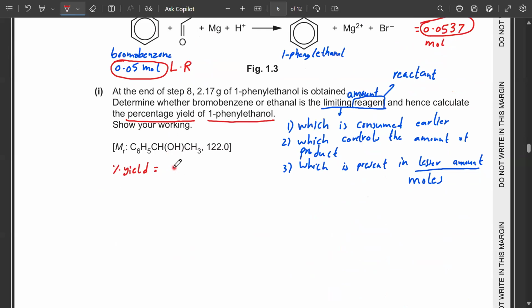Repeat, please. I think it was actual. It is actual over theoretical. Always remember that the value in the numerator will be less and the value in the denominator will be higher. Theoretical value is always higher because it does not involve any kind of loss. It does not include any kind of error. That's why theoretical value will always be larger than the actual value. Multiply by 100.